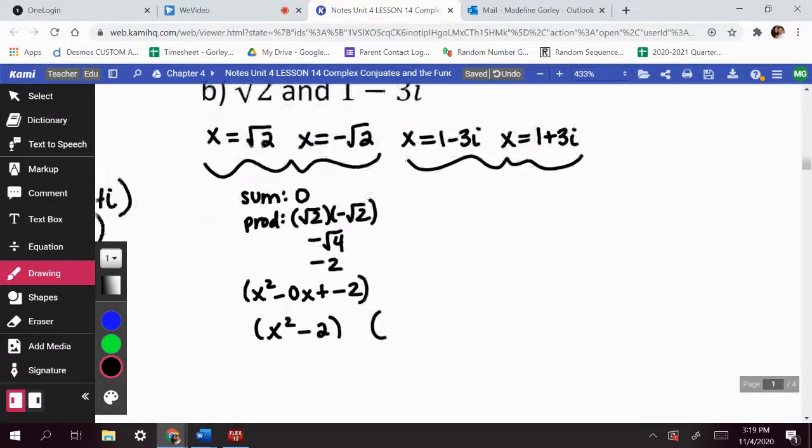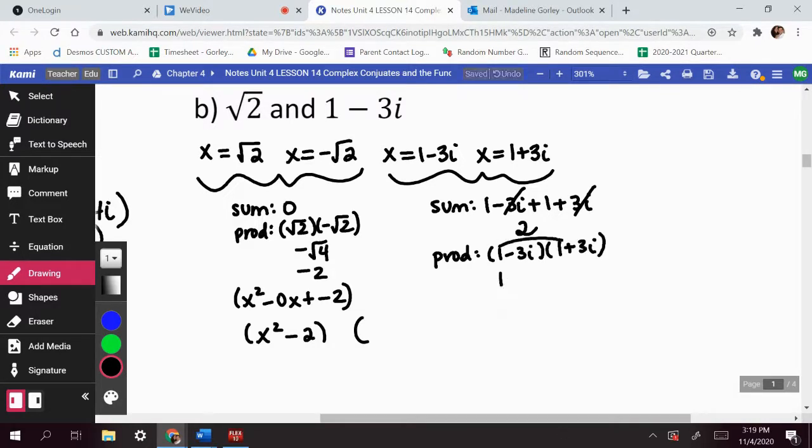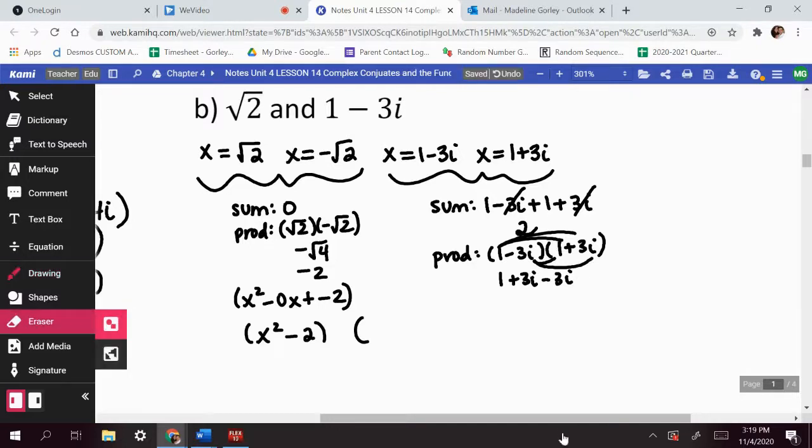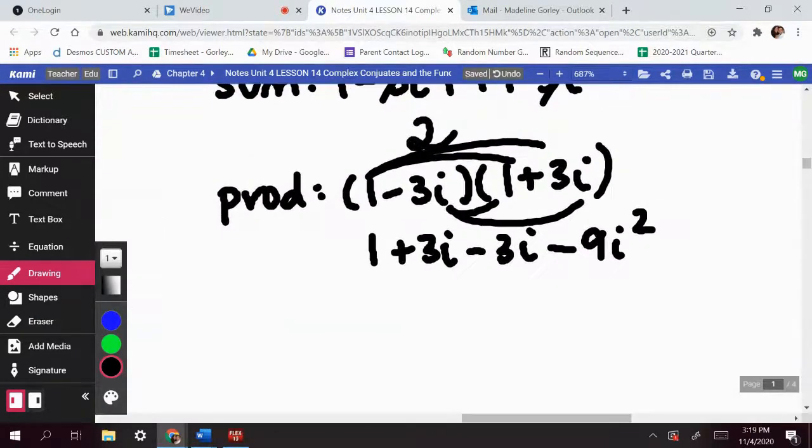And what would I get if I did the same rule with these conjugates? What would the sum be if I add these together? Well, the imaginary parts would cancel and I'd be left with 2. What's the product of these conjugates? You have 1. This would be plus 3i. My insides would give me minus 3i. And last would be minus 9i squared. Right? I'm not surprised that the middle part's canceled, because it was a difference of 2 squares that we end up with here.